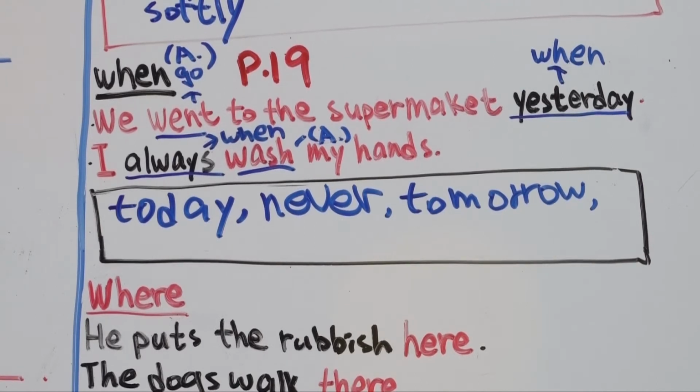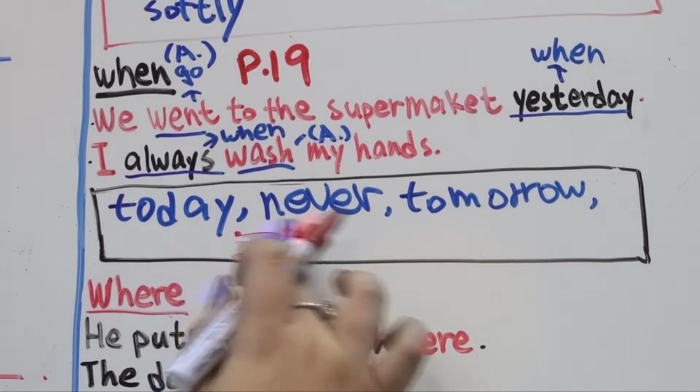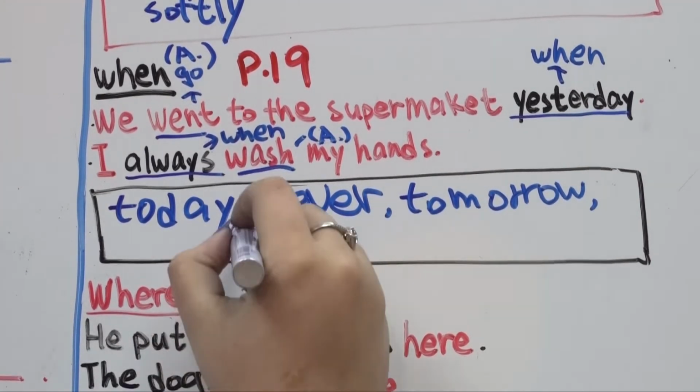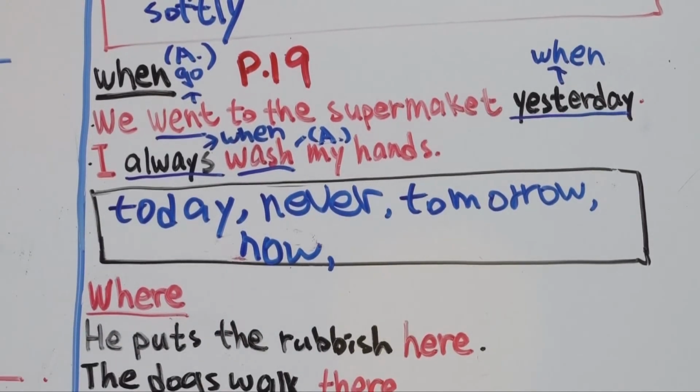What are you doing now? I am doing my homework now. Doing is the action. Which one is the adverb? I am doing my homework now. Now is the adverb because it tells you when I'm doing my homework. Right? Now. Here we go. Smart.